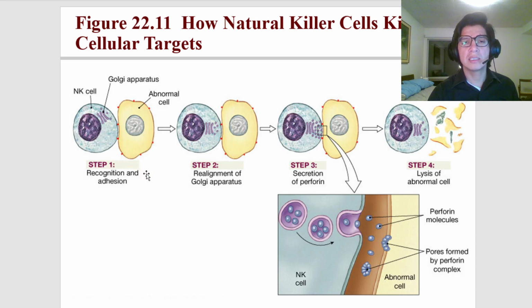So anyway, it recognizes, it adheres, then it aligns the Golgi apparatus in order for the Golgi to secrete vesicles. These vesicles will contain perforins. These perforins create complexes that poke pores in the surface of the cell. We mentioned that cells are zealous about their homeostasis. They need homeostasis to survive. And poking a hole in its surface is an egregious breach of homeostasis. The cell will die.